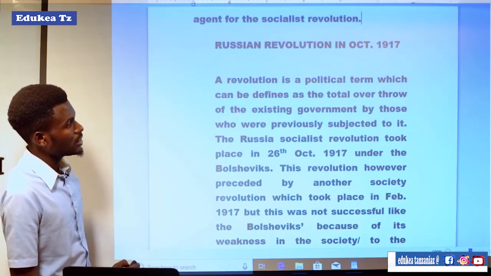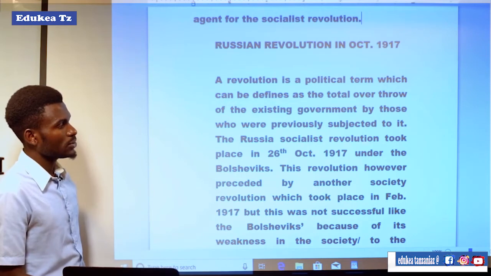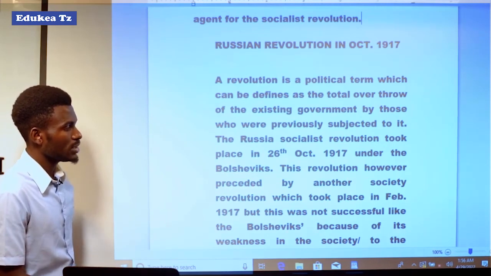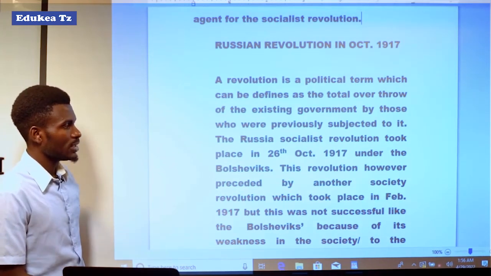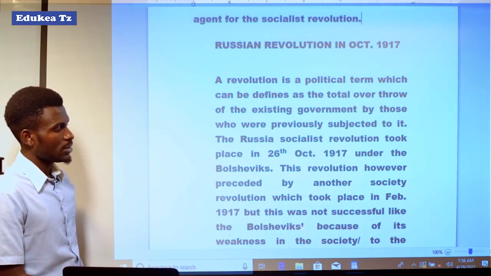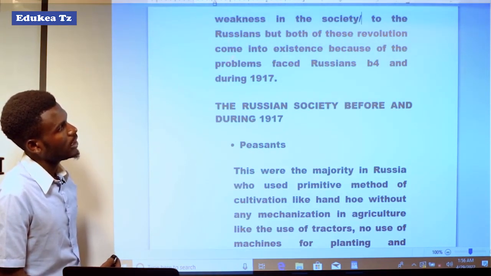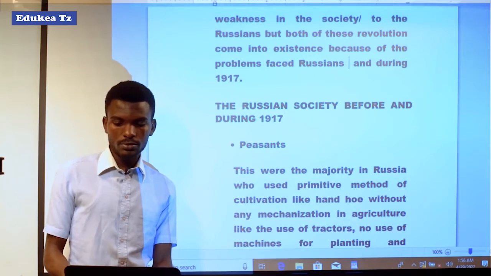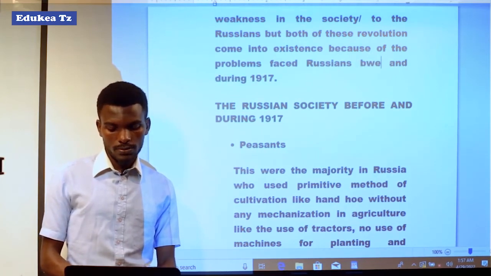A revolution is a political term which can be defined as the total overthrow of the existing government by those who were previously subjected to it. The Russian Socialist Revolution took place on 26 October 1917 under the Bolsheviks. This revolution was preceded by another revolution which took place in February 1917, but it was not successful like that of the Bolsheviks because of its weakness. Both of these revolutions came into existence because of the problems Russia faced before and during 1917.